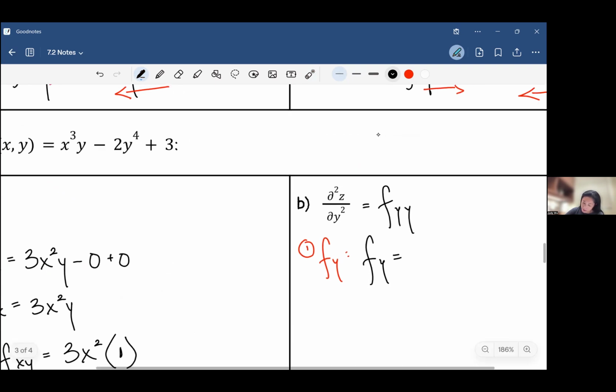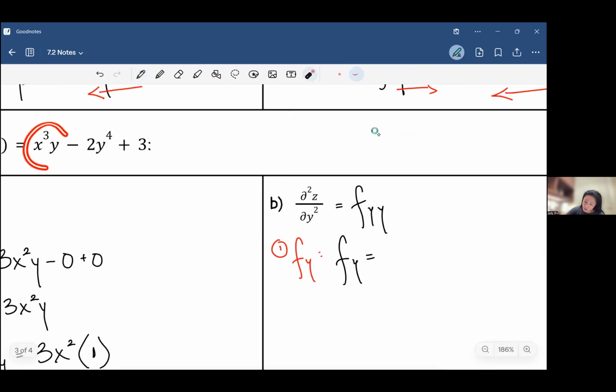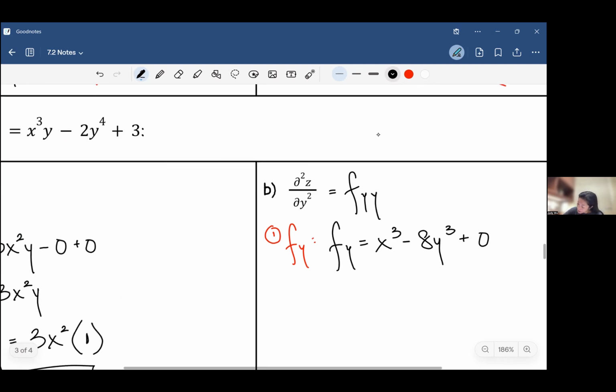Fy is, let's see, x cubed y is just going to become x cubed because the y goes to 1. Minus 8y to the 3rd because y is our variable now, plus the derivative of 3 is still 0 because there's no variables attached. So let's clean that up. Fy equals x cubed minus 8y cubed.